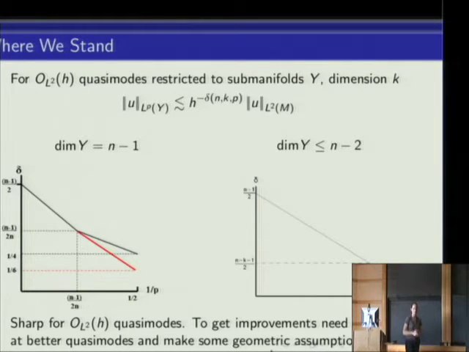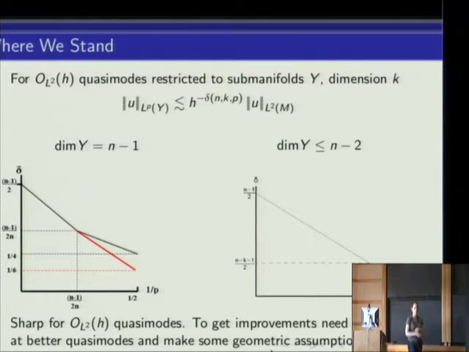Okay, so this is just a bit of a summary of where we have ended up. We have estimates for submanifolds in terms of n, k, and p. For dimension n minus 1, so in the hypersurface case, we have two regimes in terms of sharpness. We have the high p estimates, which are made sharp by points. For low p, we have a general estimate, which is made sharp by tubes.